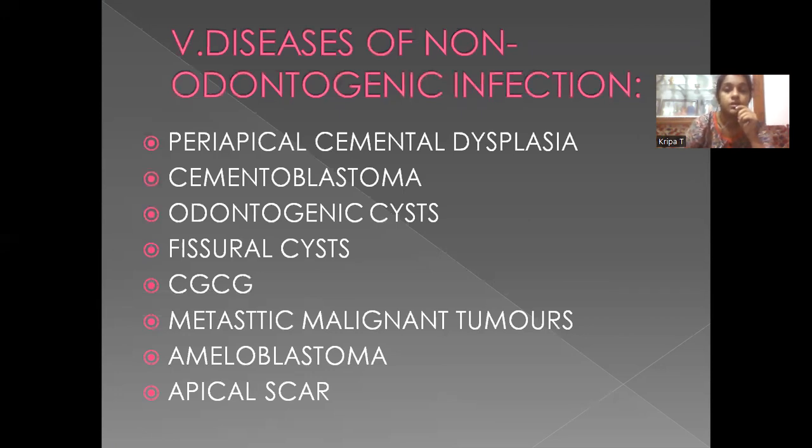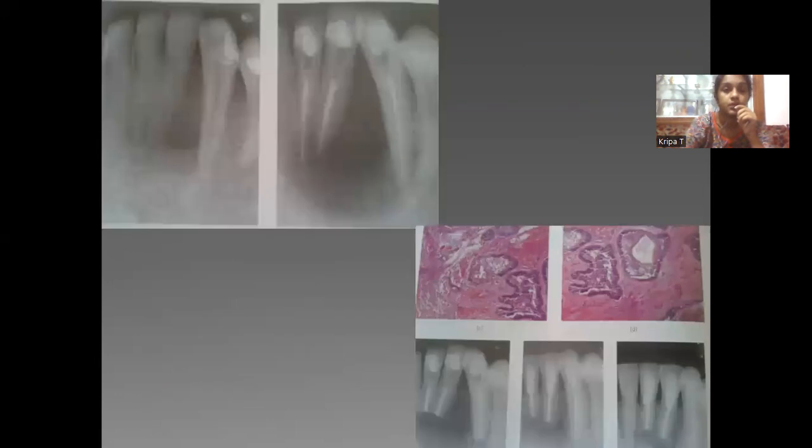Then you have certain diseases of non-odontogenic origin like periapical cemental dysplasia, cementoblastoma, odontogenic cyst, fissural cyst, central giant cell granuloma, metastatic malignant tumors, ameloblastoma, presence of an apical scar. In certain cases, we'll feel that they have an endodontic or an odontogenic reason, but later on, when you go for some histology, you can find out that they are something else.